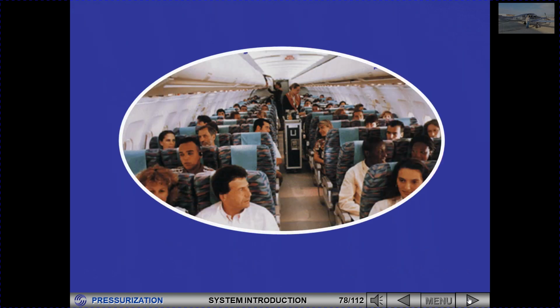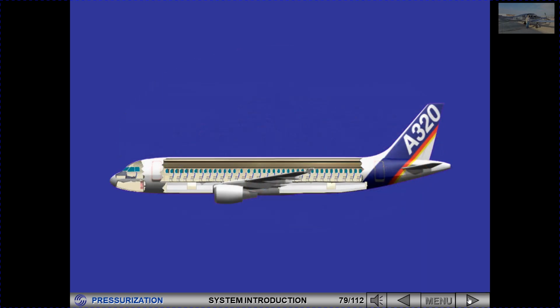The pressurization system on the A320 family normally operates automatically to adjust the cabin altitude and rate of change of altitude to ensure maximum passenger comfort and safety. The pressurized areas are the cockpit, the avionics bay, the cabin, and the cargo compartments.